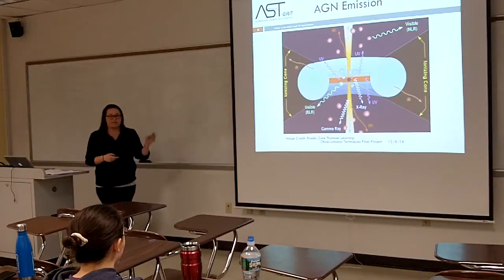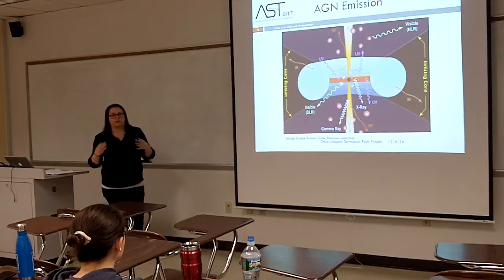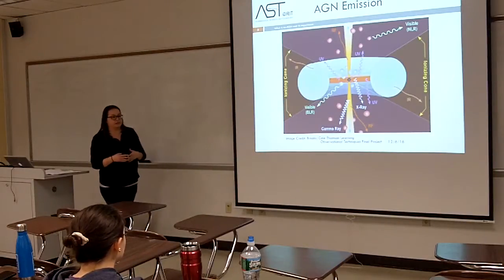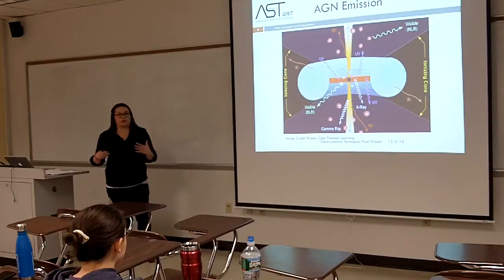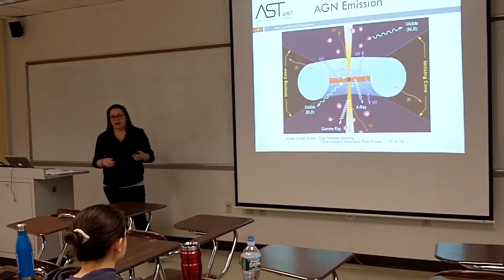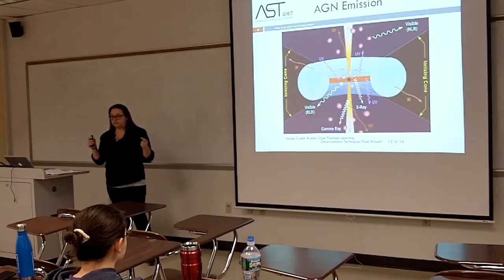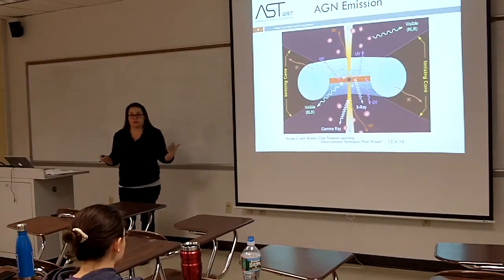So one way to better understand the relationship of the black hole and galaxy evolution is to increase the number of AGN that we have identified, so that we can study the growth of a black hole and also study the characteristics and growth of the host galaxy, and see what correlation comes out of that.